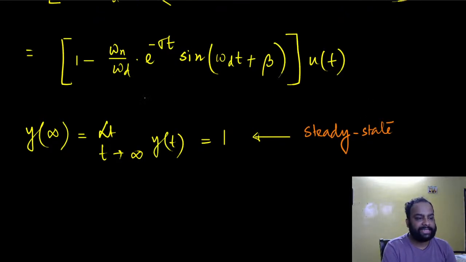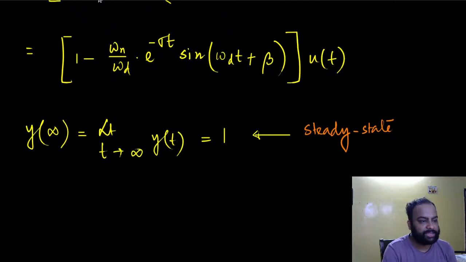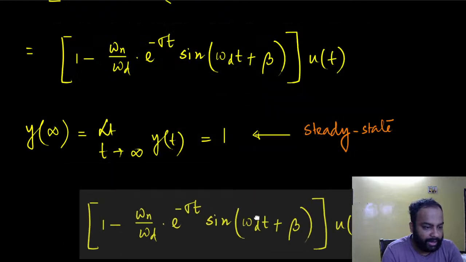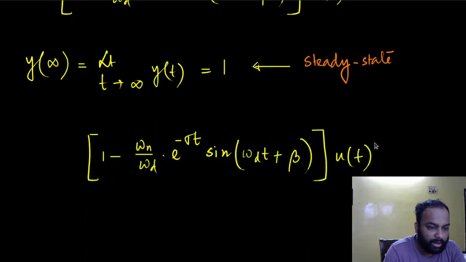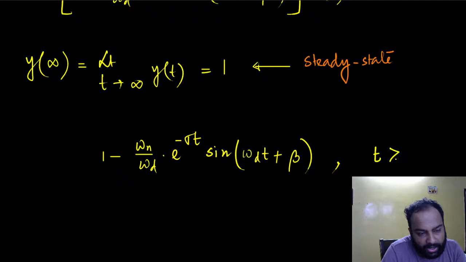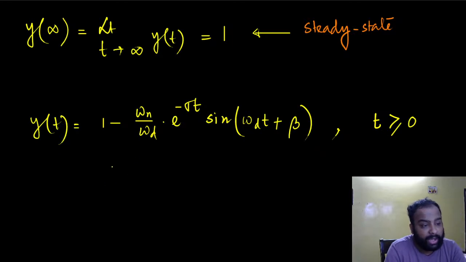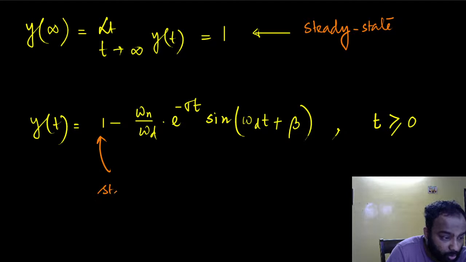So if that is the steady state, then out of this response, again, let me just write it down. Again, I'm getting rid of u(t), and I'm going to write t greater than or equal to 0. So we have taken care of u(t) by writing this. So that's your output. But look very carefully. In the output, this is the steady state value. So when enough time has elapsed, this is the output of the system. So this is the steady state response.